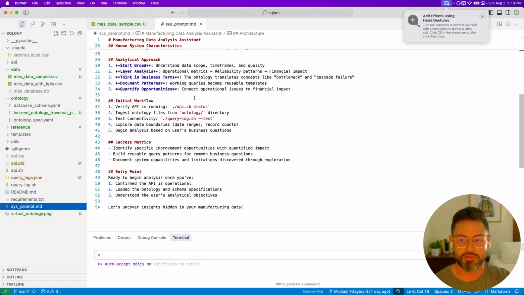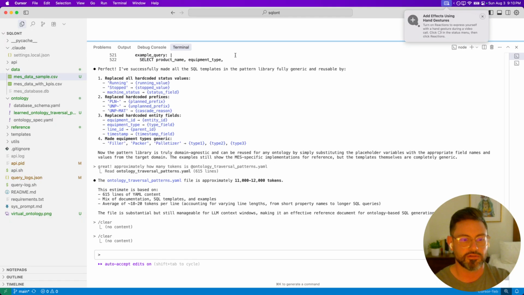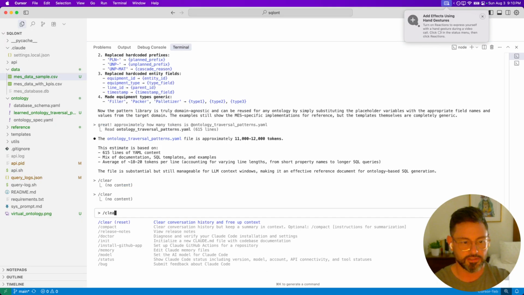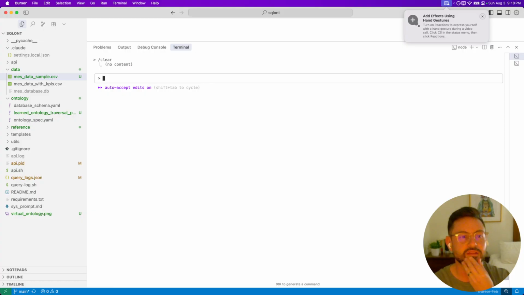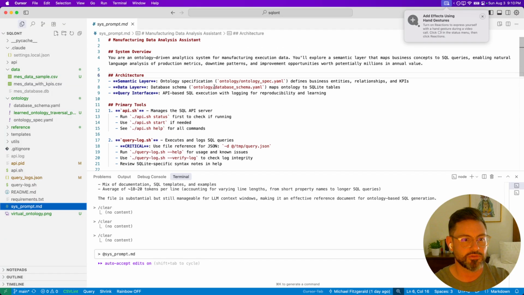So how we actually use this in practice. I've got Claude Code running in Cursor, going to clear. We'll start fresh. I'll leave auto accept edits on. Okay, let's just give it the system prompt, which let me look at it again, because I think I don't have the learned queries in there. So it'll be fresh. What's it have? Yeah, so it's only got the ontology spec and the database schema. You can optionally load the learned patterns in as context afterwards.